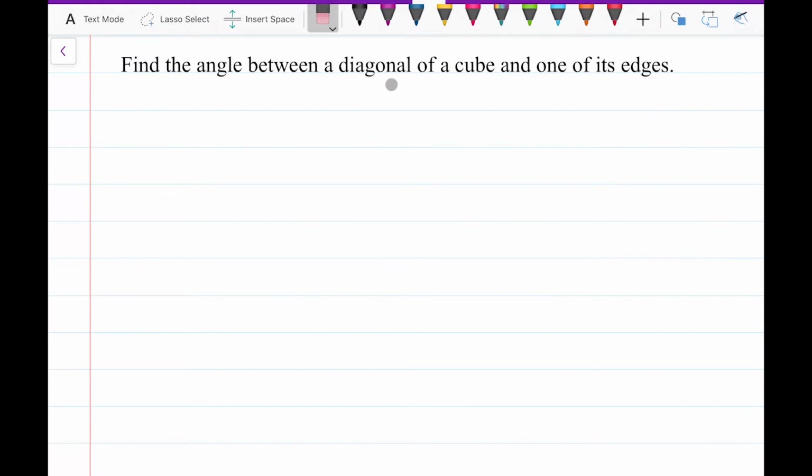I would like to find the angle between the diagonal of a cube and one of its edges. So for convenience, let's consider the unit cube positioned on the first octant so that the back left corner is at the origin and its edges lie along the coordinate axis. Let me try to graph it for you.